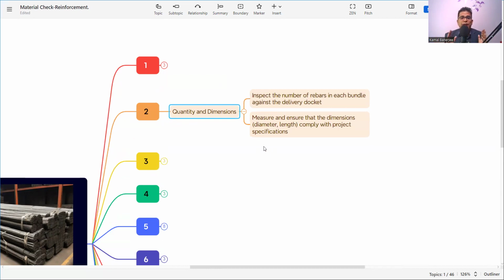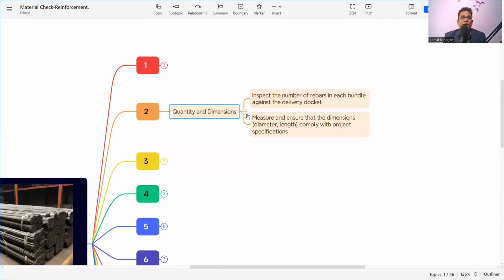Then measure and ensure that the dimensions, that is diameter and length, comply with the project specification. So maybe we ordered the 16 mm bar, and now they are sending the 12 mm diameter bar. You need to check that, and if it is not as per the requirement, we will not accept it. Maybe we need TOR steel and they send mild steel, so we also need to check whether the bar coming to the site is the same as in the purchase order and the project specification.